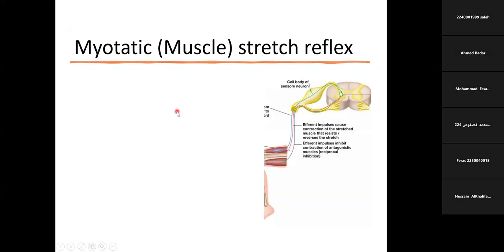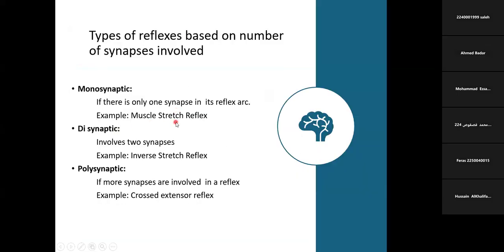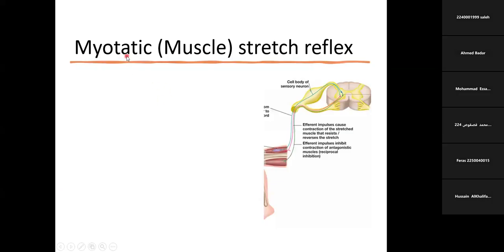Now, as I told you, we are discussing these examples, and one by one we'll take them. What is the myotactic or muscle stretch reflex? When this muscle is stretched, the muscle spindle, which I discussed last time, records it. The message is sent to the spinal cord, and immediately there is shortening of the muscle.